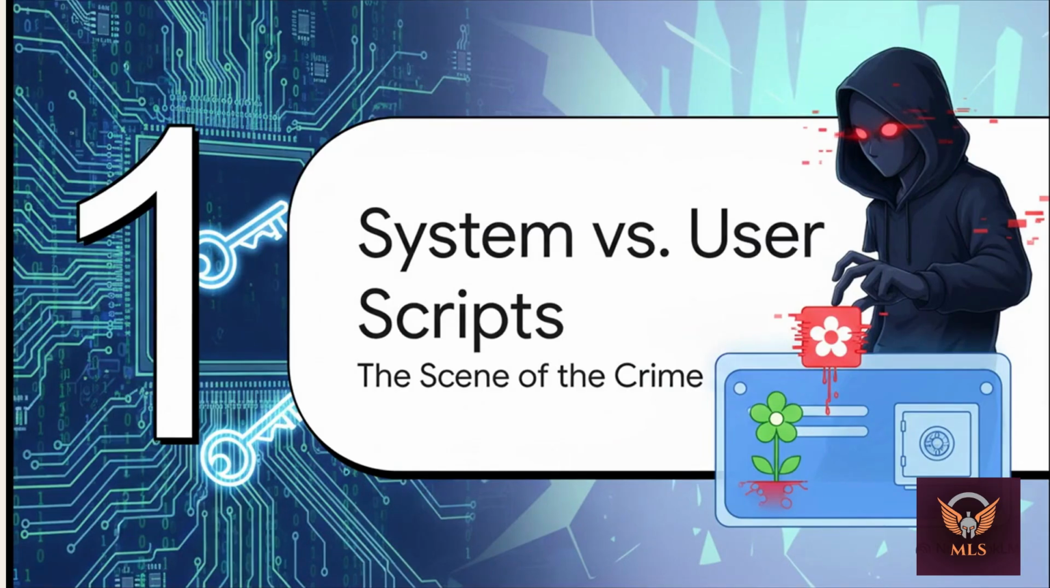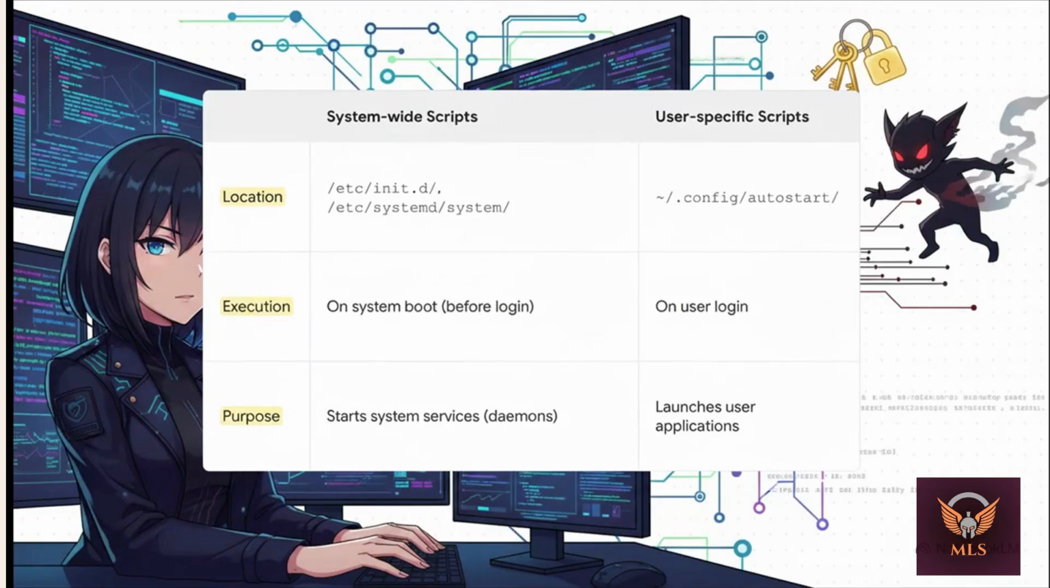To find any kind of hidden threats, you first need to know the lay of the land. For us, that means understanding the two main places these auto-start scripts tend to hide out. You can think of this as the scene of our crime. So let's break this down. On one side, you have your system-wide scripts. These are the heavy lifters. They kick off before anyone even logs in to get essential services running.